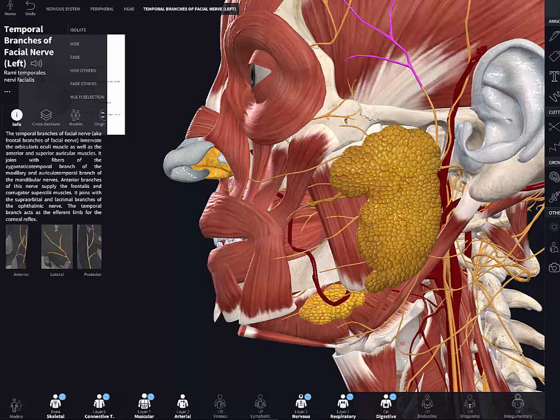Okay, all of these branches are important because if you damage the facial nerve, you will lose the muscles that are innervated by it, and in people that have had a parotidectomy, it can take a couple of months for these fibers to grow back.